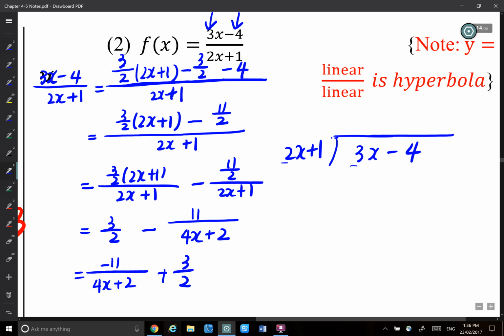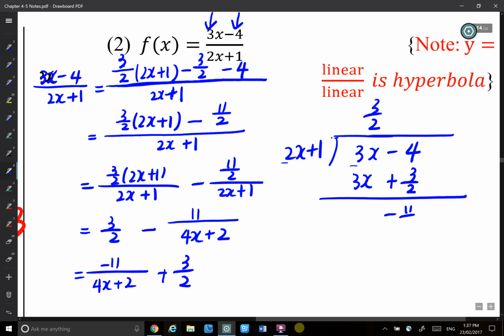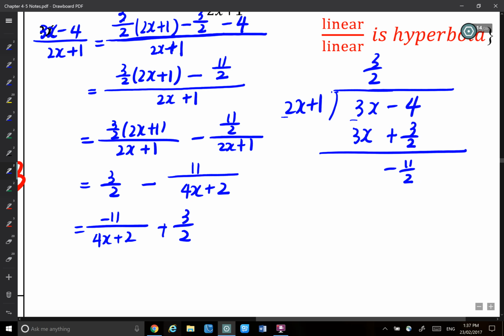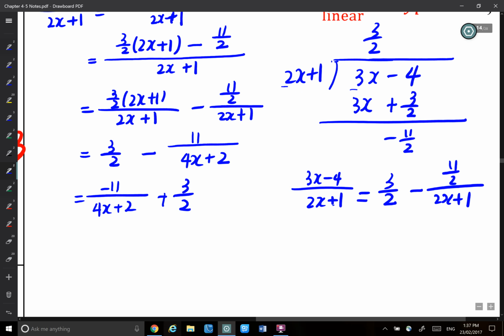3x divided by 2x, you have 3 over 2. So times that back, that's 3x plus 3 over 2. You will subtract: minus 4, subtract 3 over 2 is minus 8 on 2, subtract 3 on 2 is minus 11 on 2. So the whole part is 3 over 2. So this divided by that will be 3 over 2 subtract 11 over 2 on 2x plus 1. That will give you the same result.